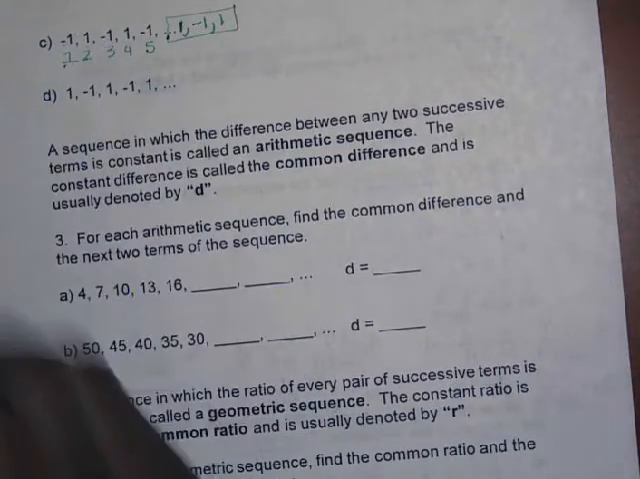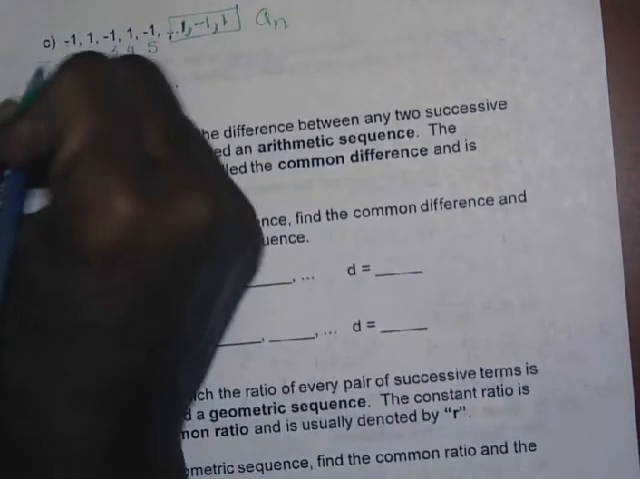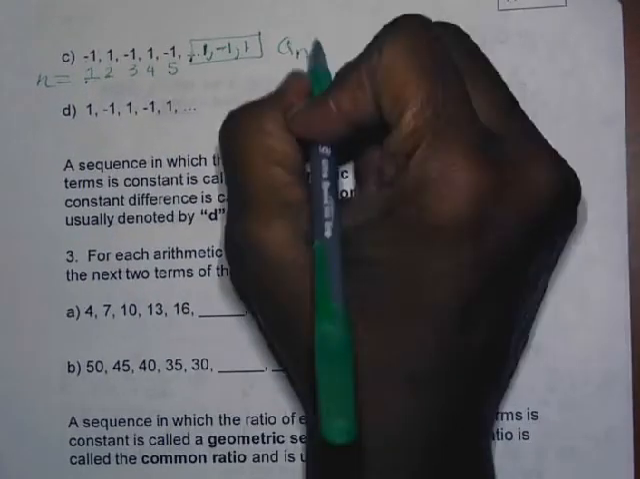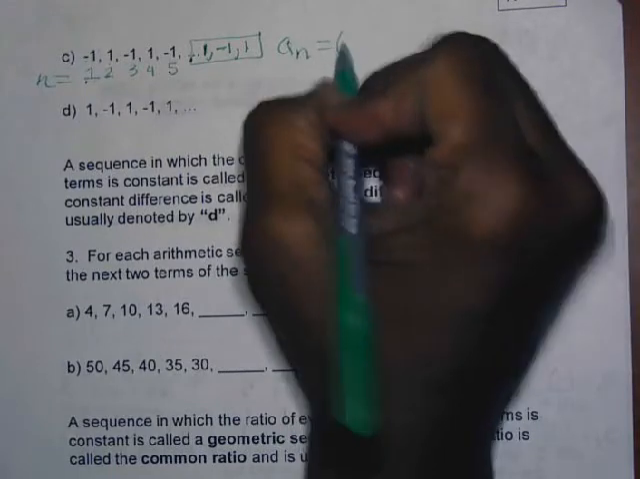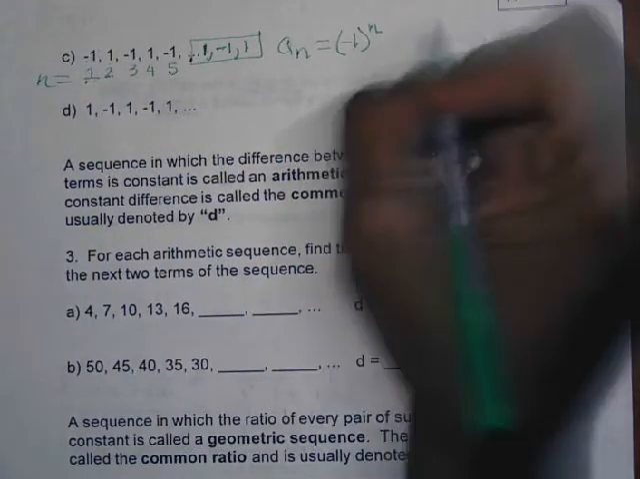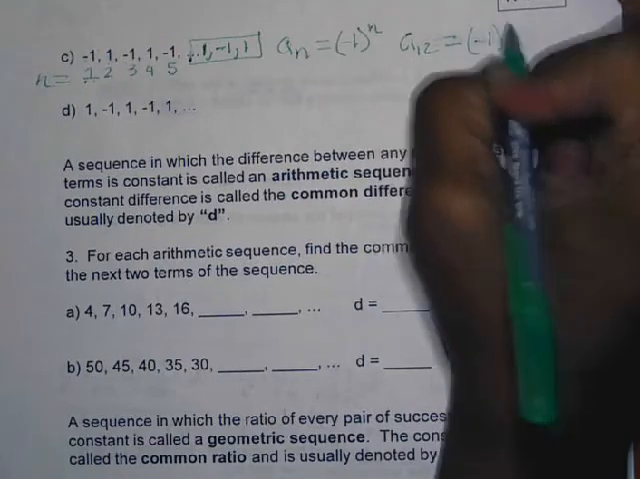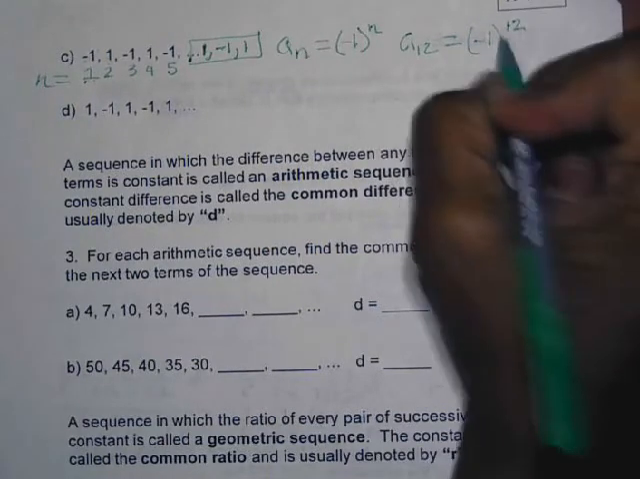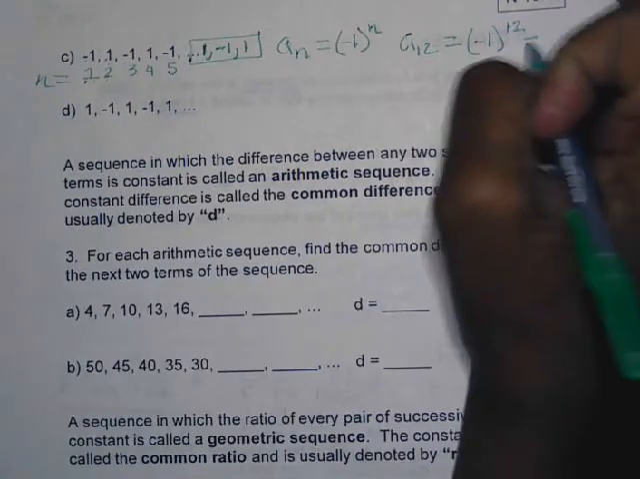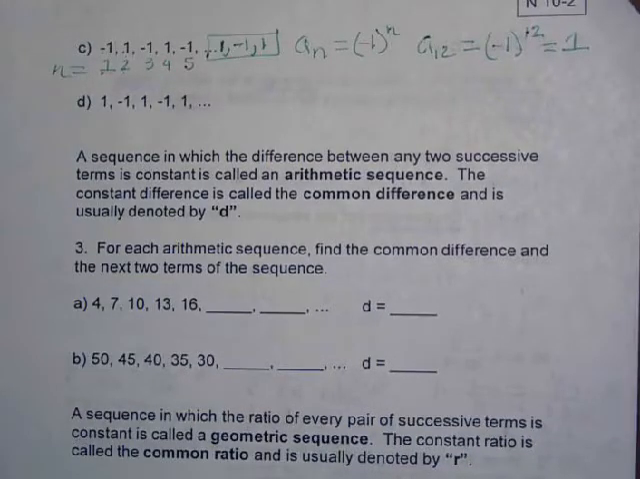Hey, I think I have the pattern. So a sub n, remember, the terms are your n, equals -1 to the nth power. So what is a sub 12? -1 to the 12th power is an even number. So that means it's going to be a +1. Okay.